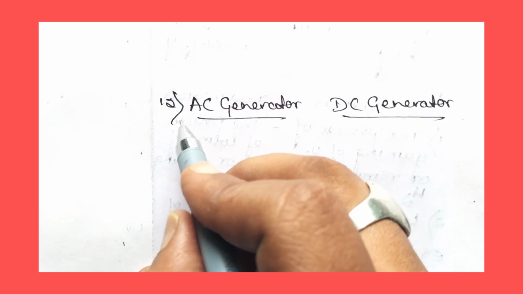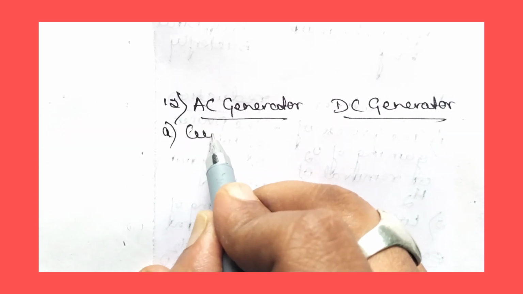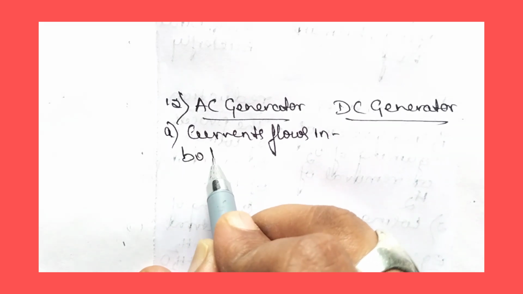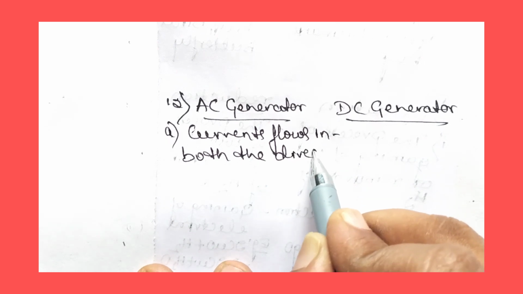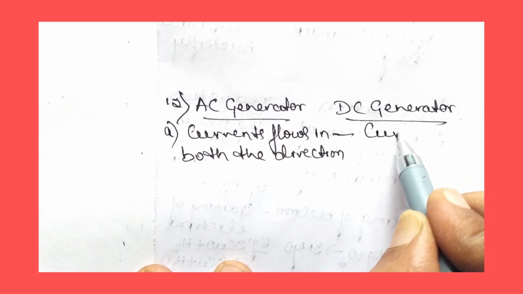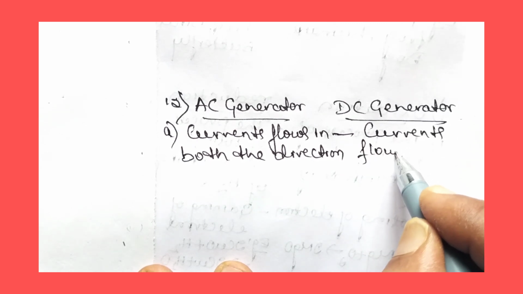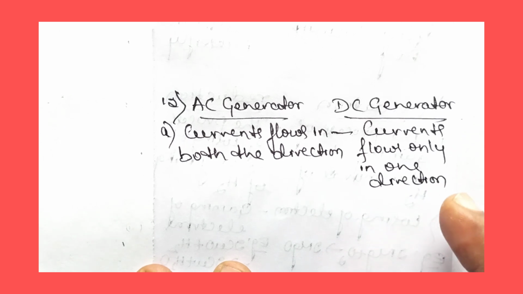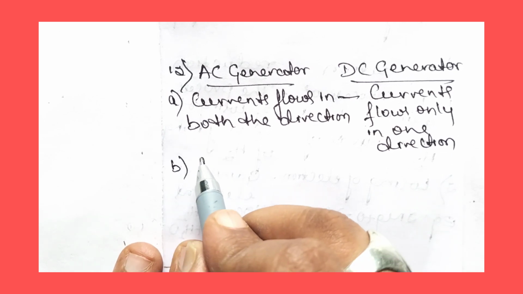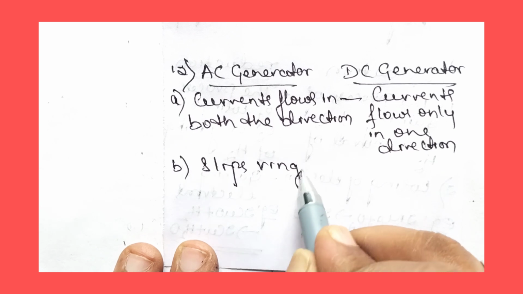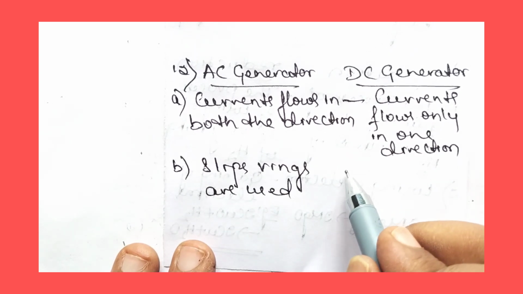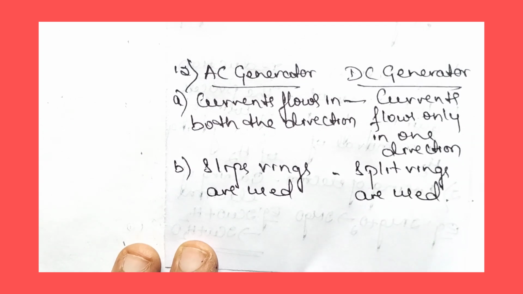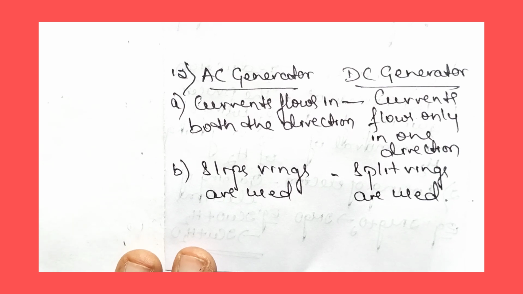Now let us move to the next one, difference between AC generator and DC generator. In an AC generator, current flows in both the directions. In a DC generator, current flows only in one direction. Then the second difference is, slip rings are used in AC generator. Split rings are used in DC generator. So these are the differences between AC generator and DC generator.